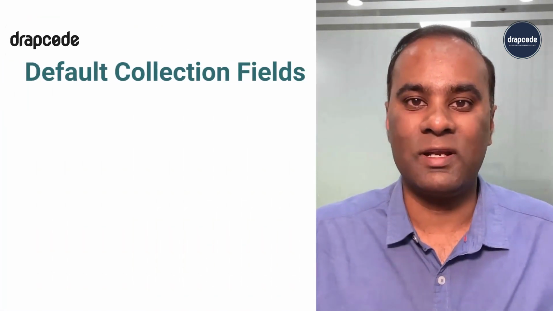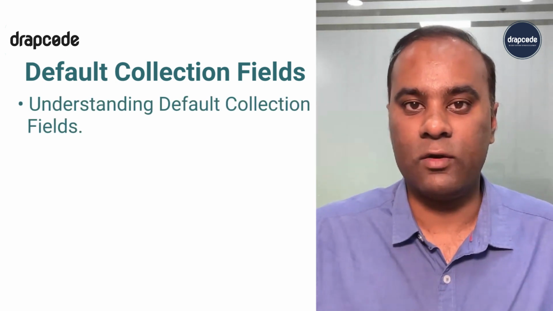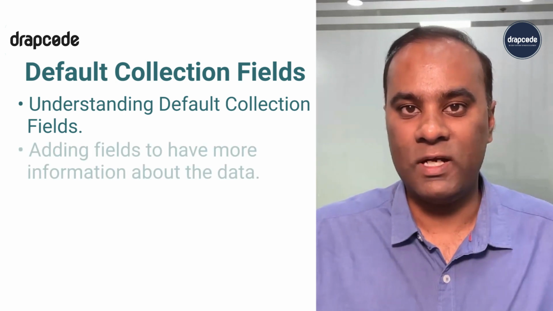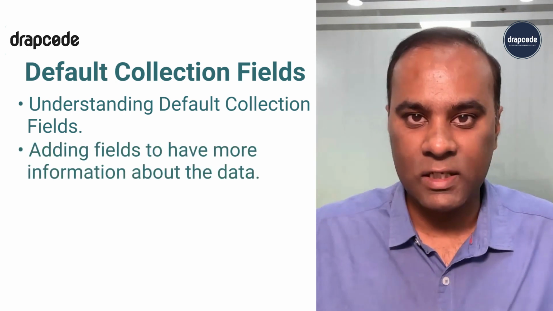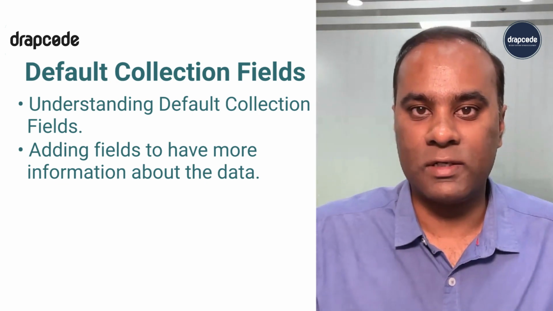So in the last video, we have seen how to create a collection, how to add fields to the collection, and we have added some dummy data. Now we'll see what are the default fields which are there in a Drapcode collection. So let's say you have created a new record. There are a couple of fields which we add explicitly to each record so that you have some more information about that data. So let's see how this looks.